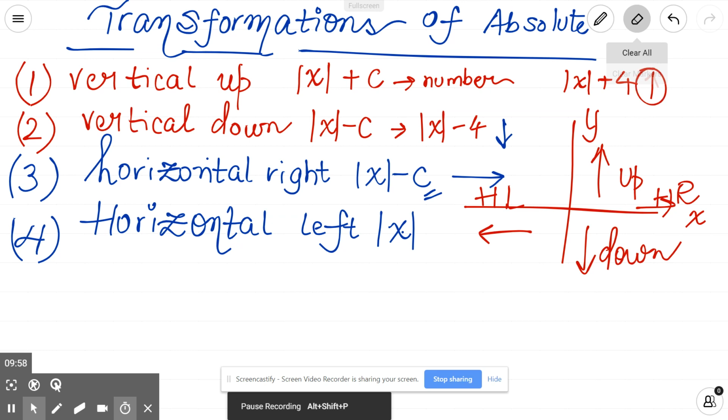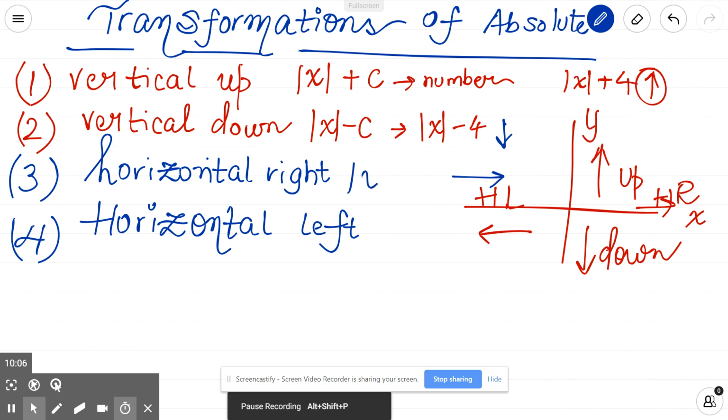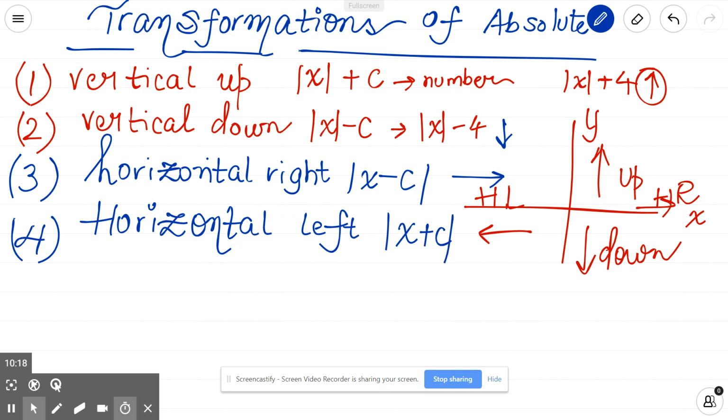And the left will be... Okay, hold on. I just need to use an eraser here, and it is going to be absolute value of x plus c. It's inside the absolute value bars. This one will be plus c inside the absolute value bars. Remember, on the red one on vertical, I had the number outside the absolute value bars. Here, the number is going to be inside the absolute value bars whenever you want to move it around on x-axis.